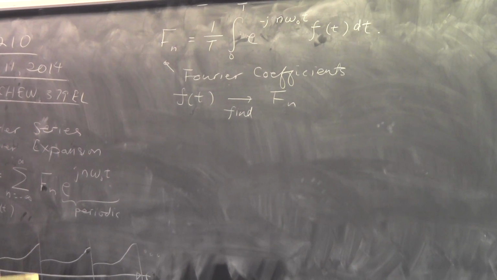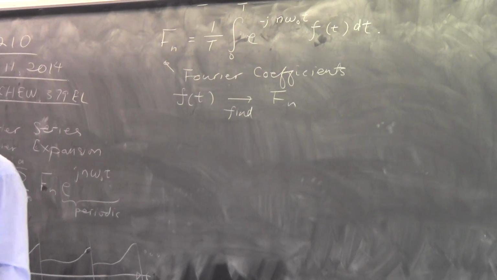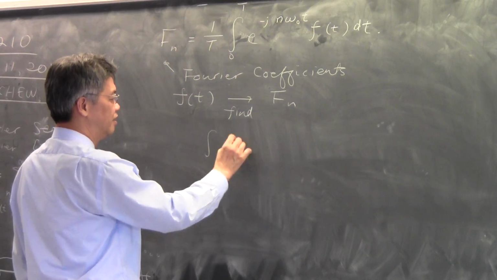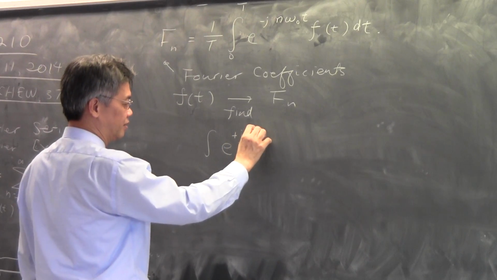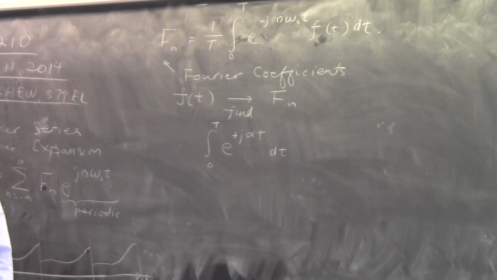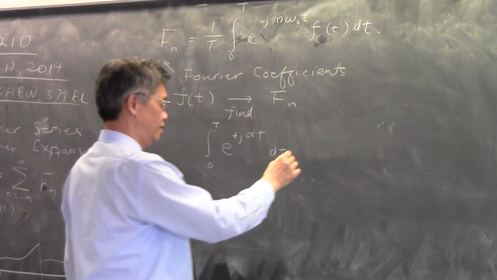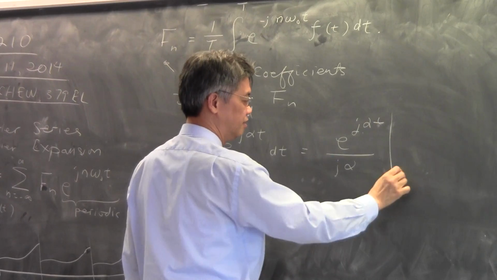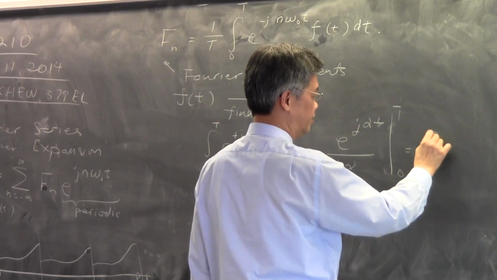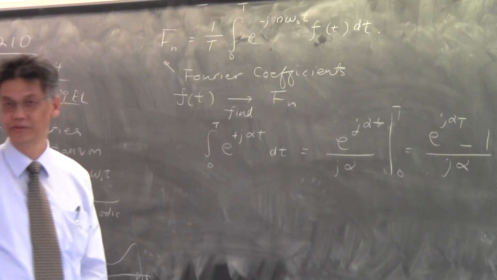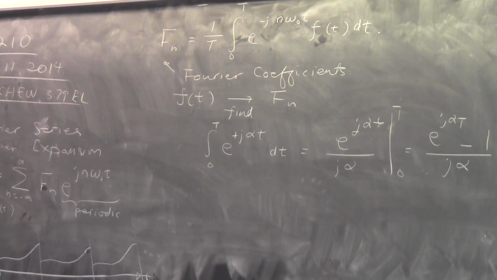And so you need to only know a few fundamental integration rules in this course in order to do those integrations well. First, you have to learn how to integrate a function such as this one. Okay? That we know how to do, right? Then you get e to the j alpha t divided by j alpha, from 0 to T. And then you get e to the j alpha T minus 1 over j alpha. Okay, there's one rule that you have to learn repeatedly in this course.